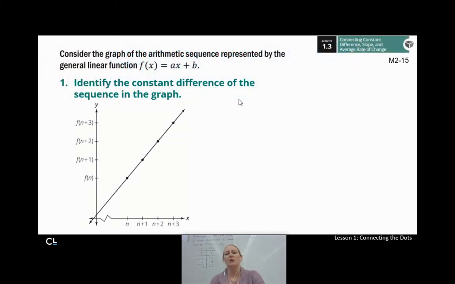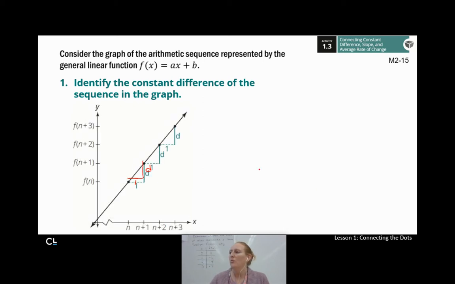So we're going to do just a little bit of work. We're not going to go too crazy with this. But let's consider the graph of the arithmetic sequence represented by the general linear function f of x equals ax plus b. So here's my lovely graph, f of x equals ax plus b. So if I have n and then the next term and the next term and the next term, let's start by identifying the constant difference of the sequence in the graph. Well, let's see, to get from here to here, that's like 1 unit, right? And that means that this is going to be my constant difference, isn't it? So I'm going to go over 1, up d.